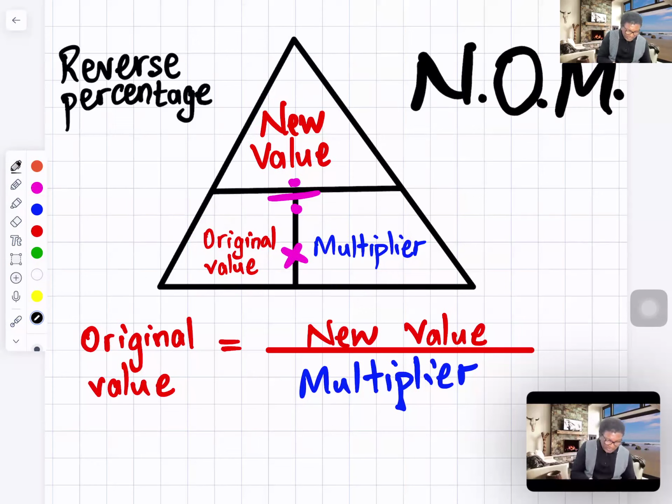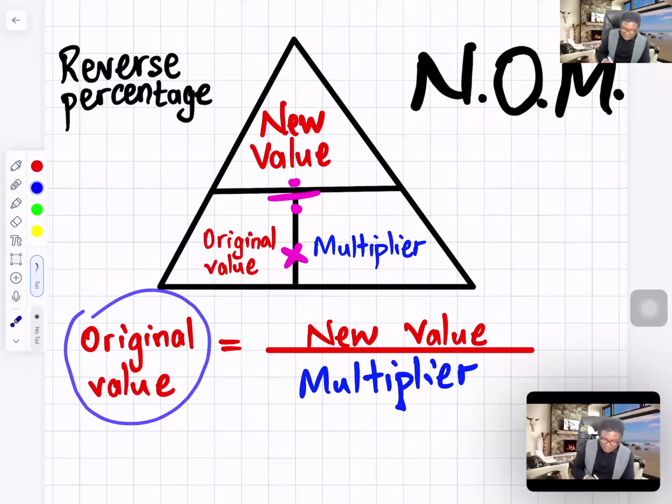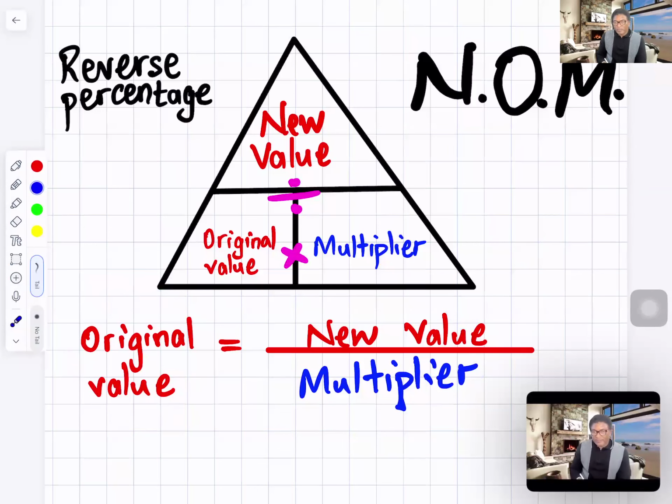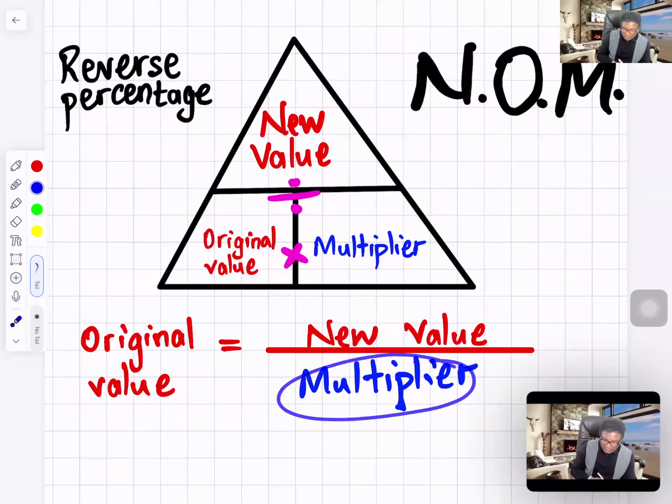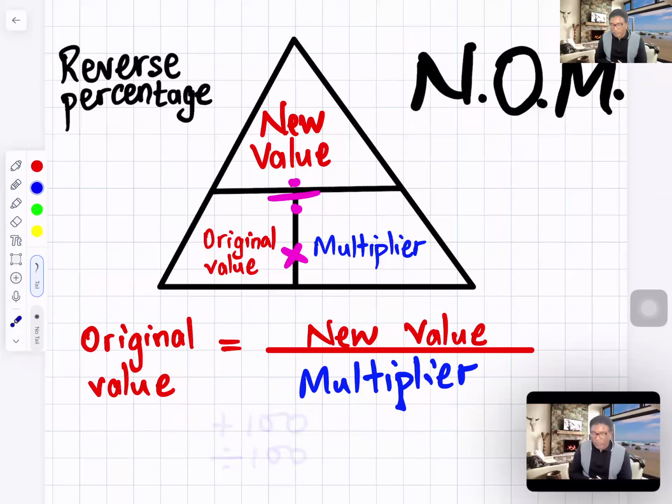And then they tend to ask you for the original value, this one. That's the reverse percentage. They tell you what the new value is. They say, what was the price before? Original value is the new value divided by the multiplier. And you need to know how to get the multiplier. For the multiplier, you add 100 and then you divide by 100. That gives you the multiplier when you increase. And then there's also the other way: subtract from 100 and then divide by 100. That's the multiplier when you decrease. I'll show you that at some other point.